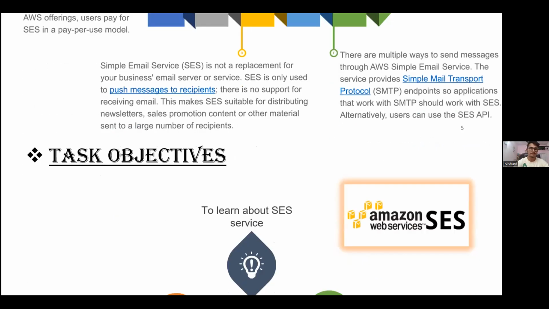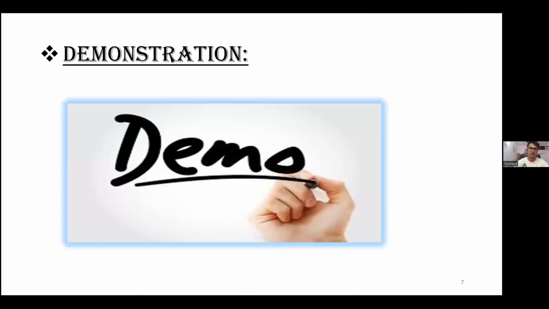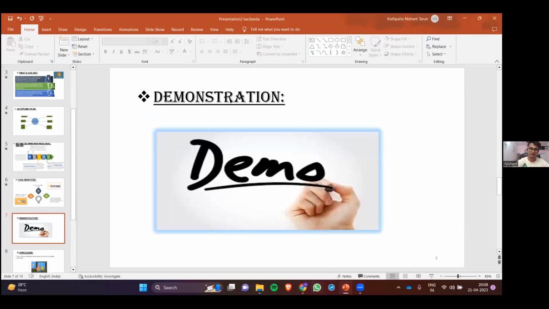The task objectives were to create and validate an identity with an email ID and a domain, to learn about the AWS SES service, and to get more insights in order to manage cloud infrastructure for Hackweather. Now I'll show you the demonstration of my task.